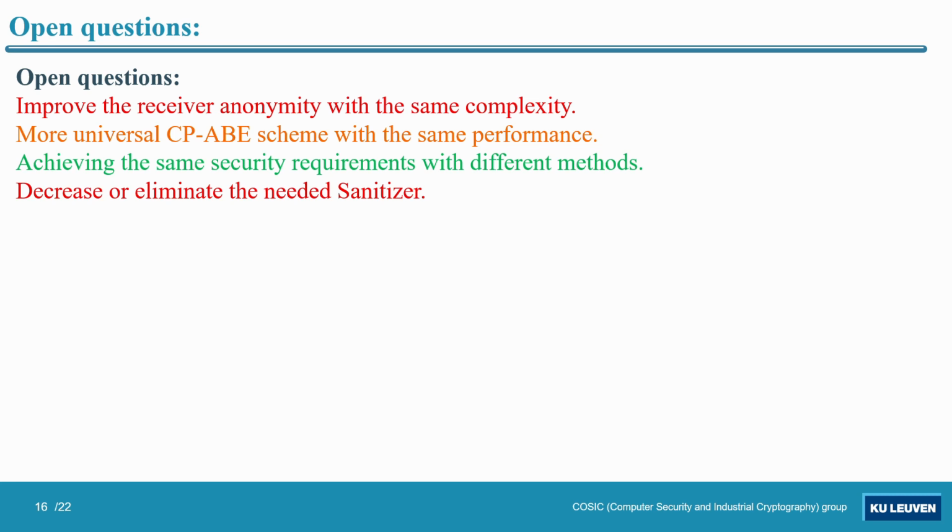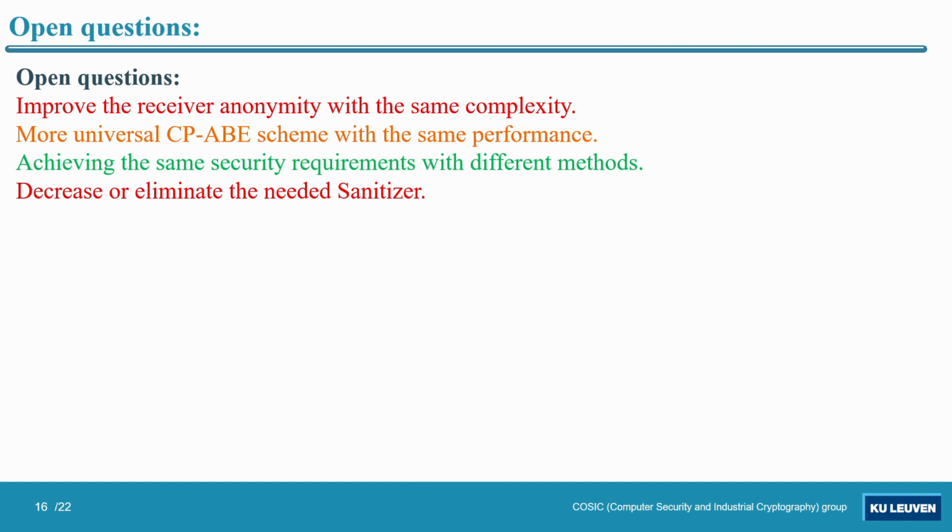Still, there are some open problems. One of them is how we can improve the receiver anonymity. As we already discussed in the previous slides, the sanitizer is curious to know the identity of the sender and the receiver. Although in this paper we are following a full version of anonymity for the group of senders, we are following a weak notion for the receiver. And one of the open problems for us is how we can improve this receiver anonymity while still having the same performance.